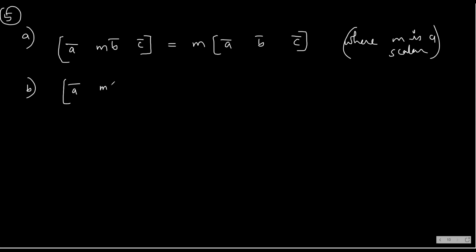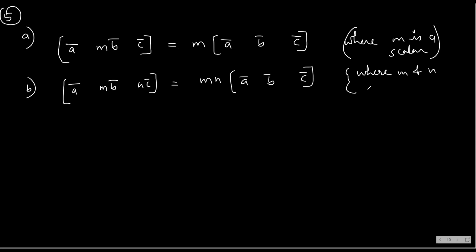If you have [a bar, m b bar, n c bar], remember it is equal to mn times [a bar, b bar, c bar], where m and n are scalars. They are just numbers.